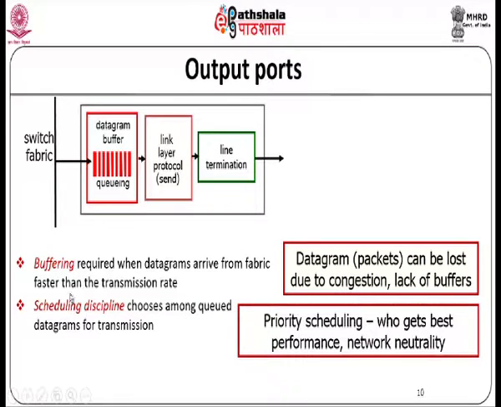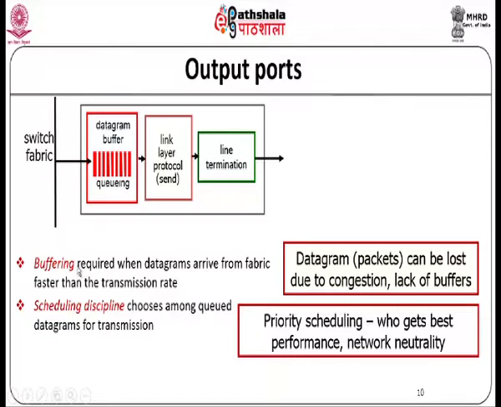And since we have a scheduling discipline here, we can have priority scheduling, or we can have differential services that are provided. So, who gets best performance? And what about network neutrality? These are issues that can be handled at this scheduling discipline. So, these are two important things that people normally play around with in order to take care of congestion and also take care of differential treatment being given to different packets.